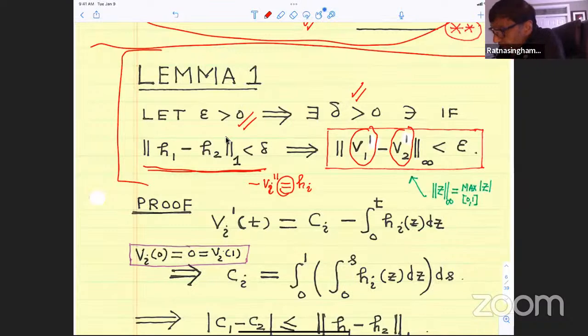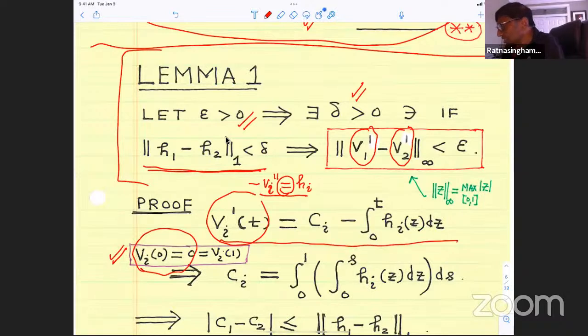So, and also we know that the Vi's are satisfying the zero boundary condition. So one-step integration of this equation using the fact that Vi of 0 is equal to 0 gives you this. So you're just integrating both sides from 0 to t using the fact that... no, I'm sorry, I think I made a mistake there. So not yet. So I'm just going to integrate this equation from 0 to t.